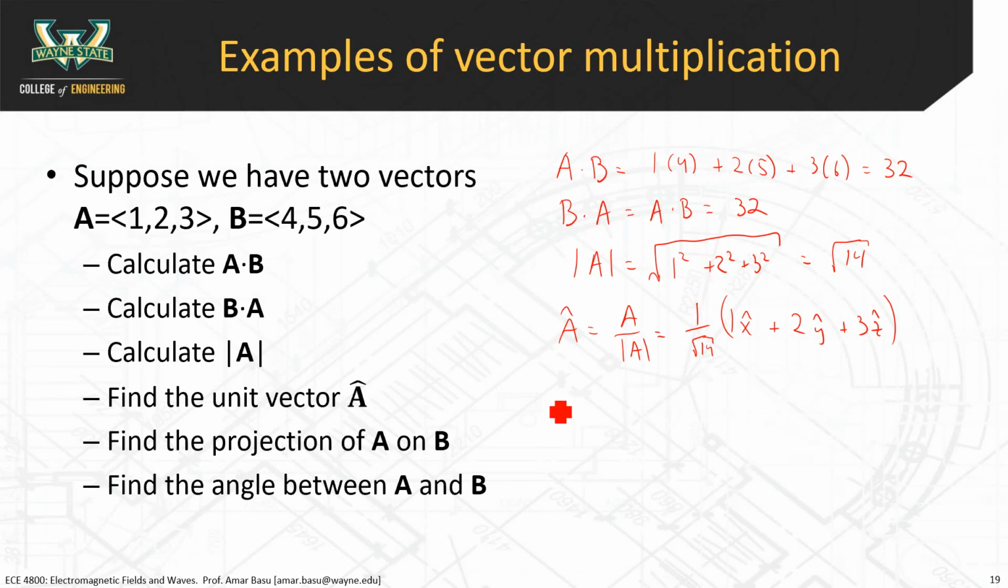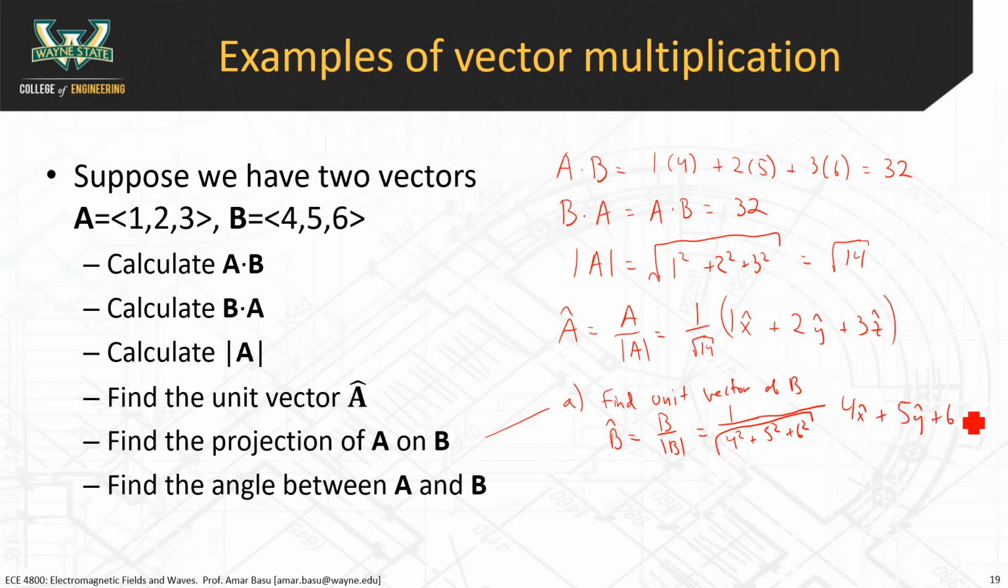So the way that we find the projection, I think the easy way to do it is find the unit vector of B. So the unit vector is going to be equal to B divided by the magnitude of B. And that's equal to, let's see, 1 over the square root of 4 squared plus 5 squared plus 6 squared. That's the magnitude of B, times 4x hat plus 5y hat plus 6z hat.